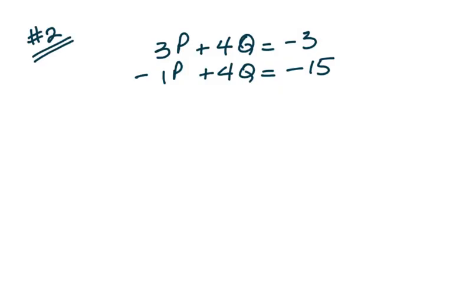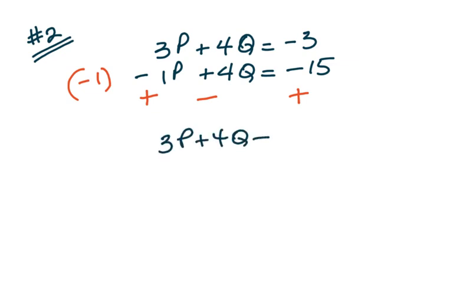Okay, so for number 2, I wrote the question down, and when I first look at this, I want to get rid of the Q's, but they both have a positive in front of them. So if I multiply the whole equation by -1 on the bottom, then watch what happens. This is going to turn positive, this is going to turn negative, and this is going to turn positive. So now I can rewrite this: 3p plus 4q is -3. Then I'm going to copy this bottom one, and it's going to be positive 1p minus 4q equals positive 15.